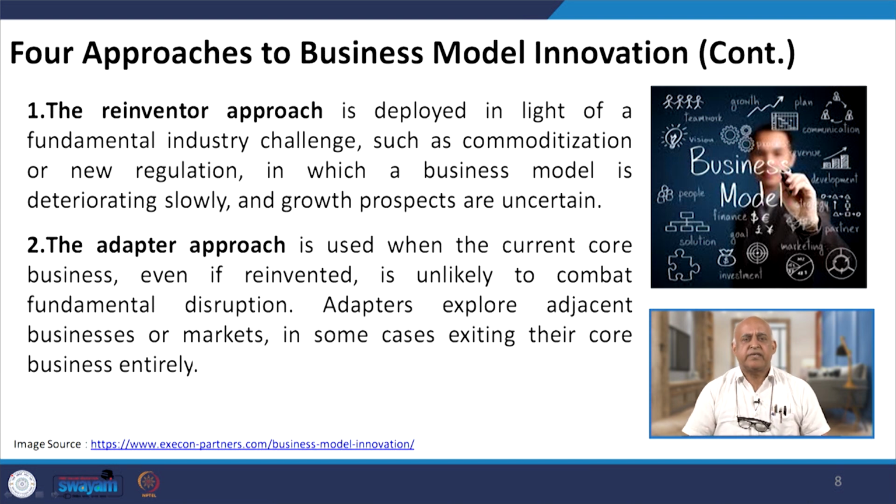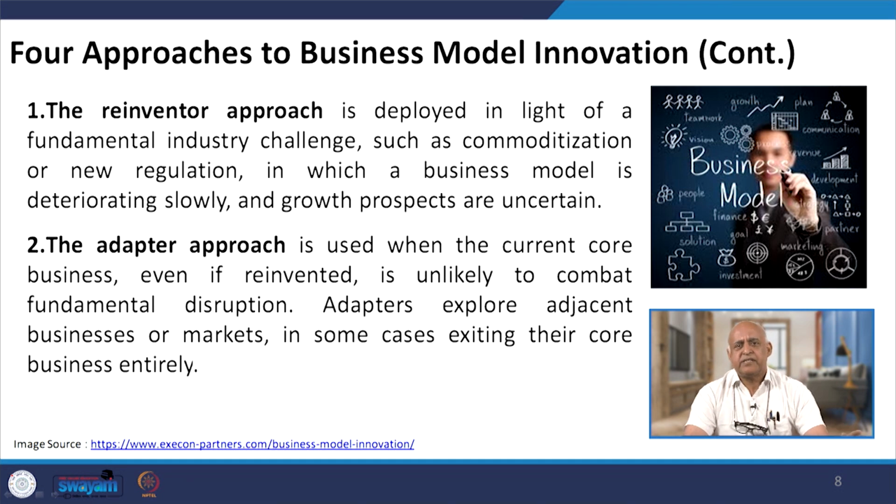So, in this case the organizations, especially traditional organizations, are required to develop a new business model to replace the existing model, because it is deteriorating slowly and growth prospects are uncertain. Naturally, change is required and they have to come out with a new business model. To develop this new business model, it is necessary to do proper research and understand it with the existing manpower, because the challenge will be the size of the manpower, the number of employees who already exist.